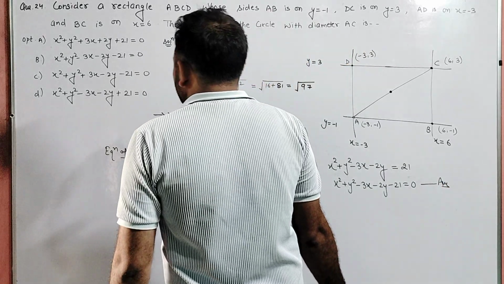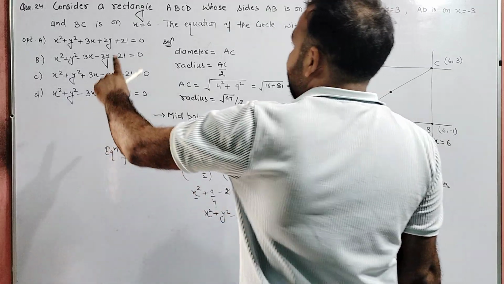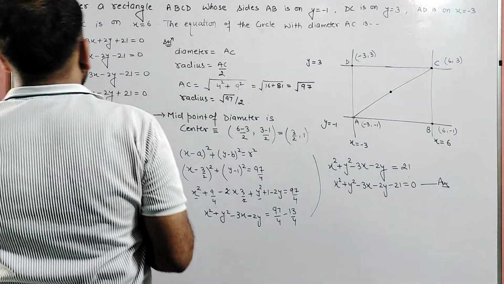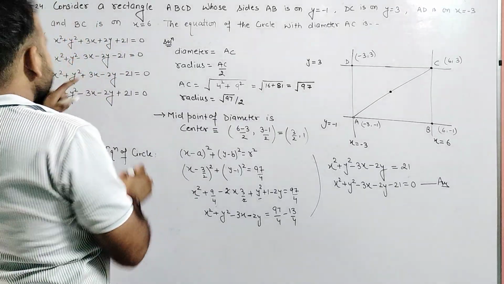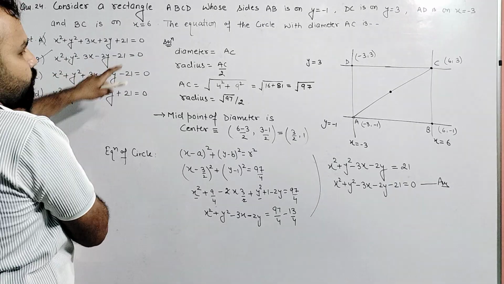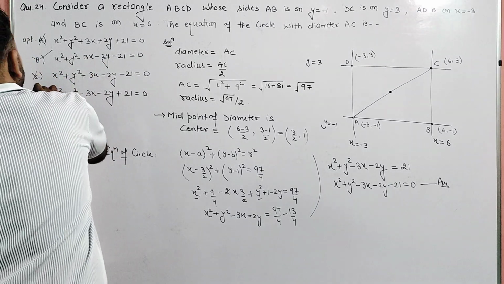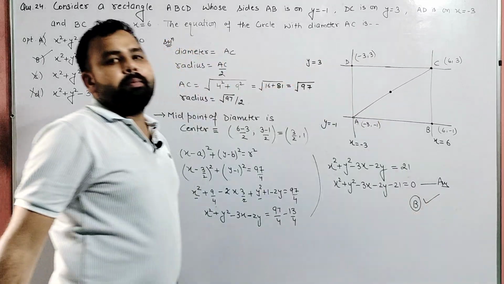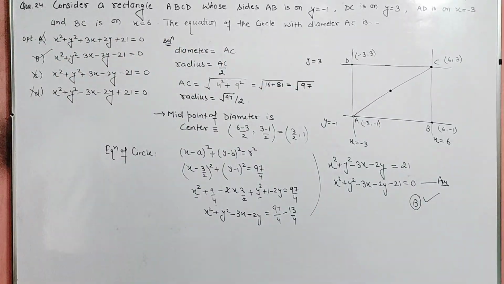So we can say that the first option is incorrect because all the terms have positive sign. So our second option is correct, x square plus y square minus 3x minus 2y minus 21, and the remaining are incorrect. So our final answer is B, and the remaining options are incorrect. So student, our next question is question number 25.